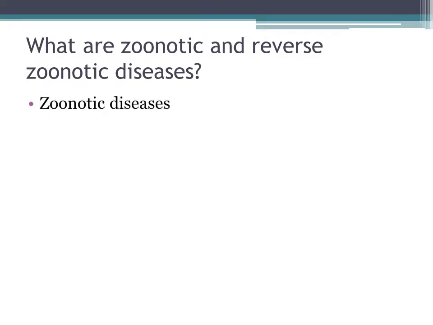First of all, zoonosis or zoonotic diseases is the term used when diseases found in animals are transmitted to humans. Reverse zoonotic diseases, also called reverse zoonosis, refers to the diseases that are normally found in humans but that can be transmitted to animals.